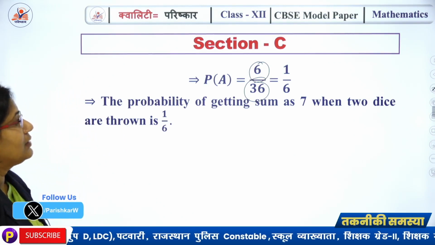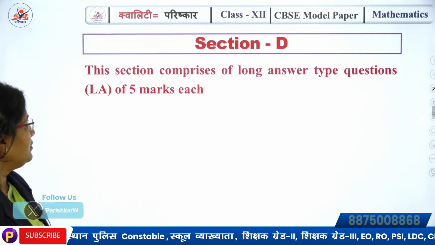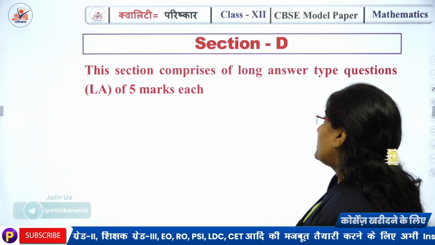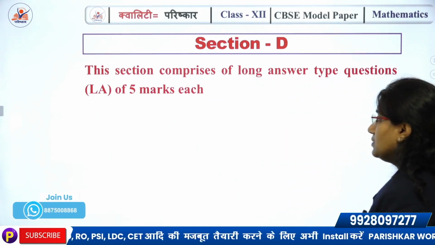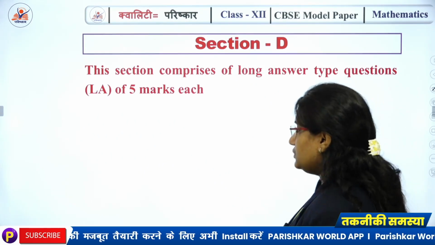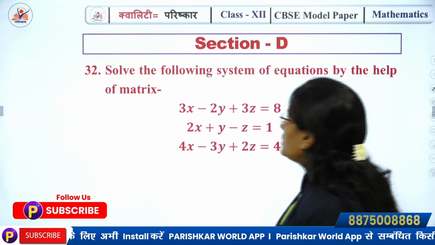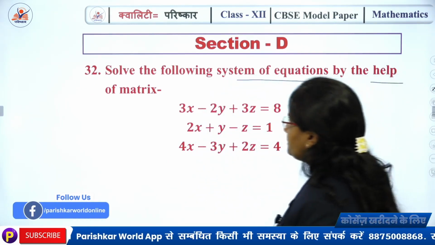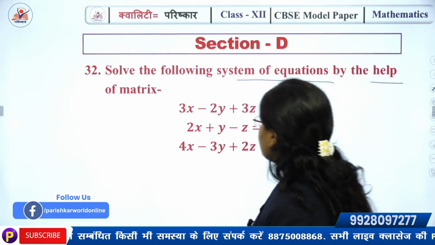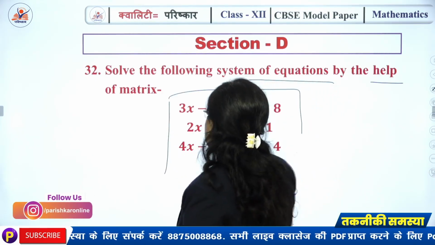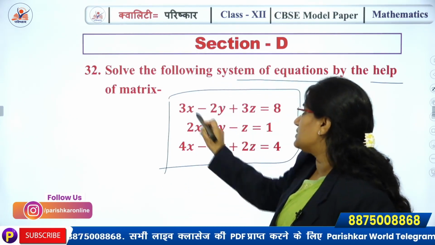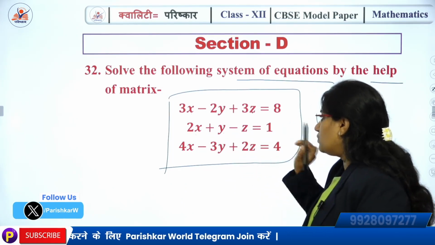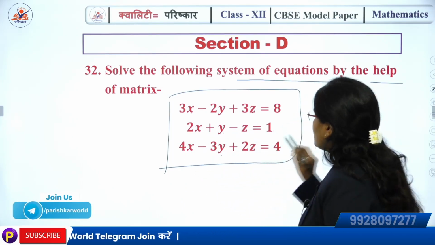Clear, students? Now let's come to the next question, and the next question will be of section D. This section comprises long answer type questions of 5 marks each. Question number 32. Solve the following system of equations with the help of matrix. There are 3 equations in 3 variables x, y and z. First equation is 3x minus 2y plus 3z equal to 8. 2x plus y minus z equal to 1. 4x minus 3y plus 2z equal to 4.